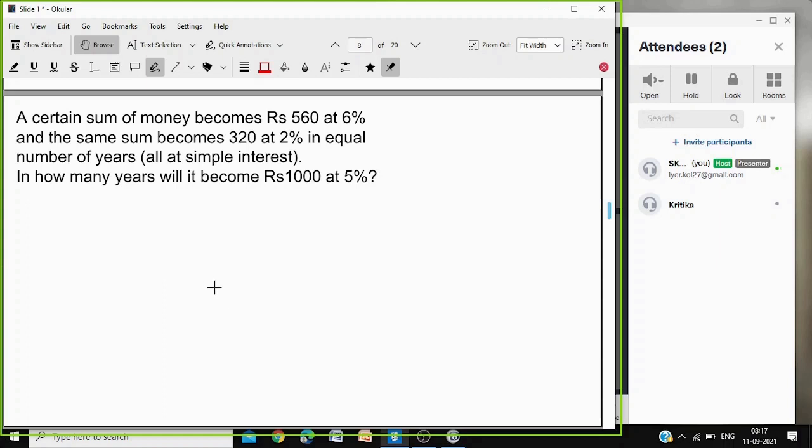Whatever be the number of years, if it is 10 years, it is 10 years in both the cases. If it is 5 years, it is 5 years in both the cases. Only the percentage is different. Right? Only the percentage is different.